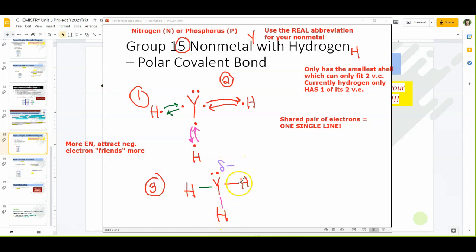Each hydrogen on the other hand is less electronegative. And so less electronegative means that negative electron friends are further away, and if your negative friends are further away, then you feel more positive. So in the same way, all of these hydrogens actually have partial positive charges. So you'll draw these as partial positives. All right, so those are those partial charges. So this is what your final diagram should look like.